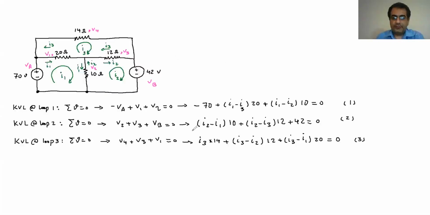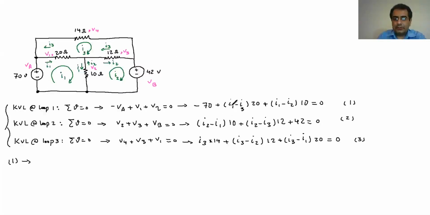So if you remember from previous example, what we need to do is that we have to go and rearrange it based on the unknown. The unknown is I1, I2, and I3. So I have to rearrange each equation as a function of I1, I2, and I3. So I start from the equation 1. So here we have our 3 equations. Now I go from the equation 1.